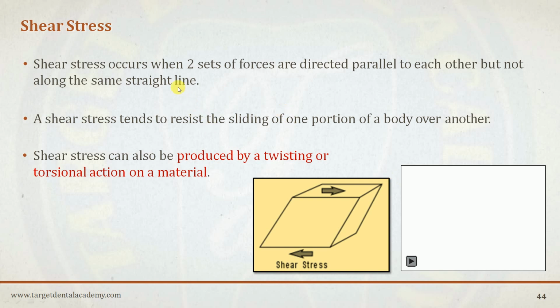Coming on to the shear stress. Shear stress occurs when two sets of forces are directed parallel to each other but not along the same straight line. Shear stress tends to resist the sliding of one portion of the body over the other. Shear stress can be produced by twisting or torsional action on the material. So in this, you are applying two sets of forces parallel to each other but not in a straight line, and you get a twisting or torsional action.